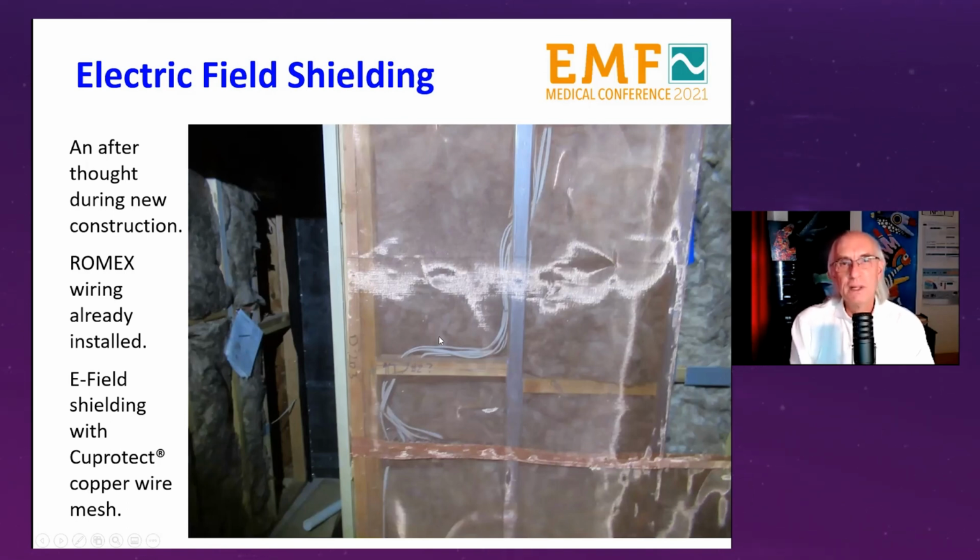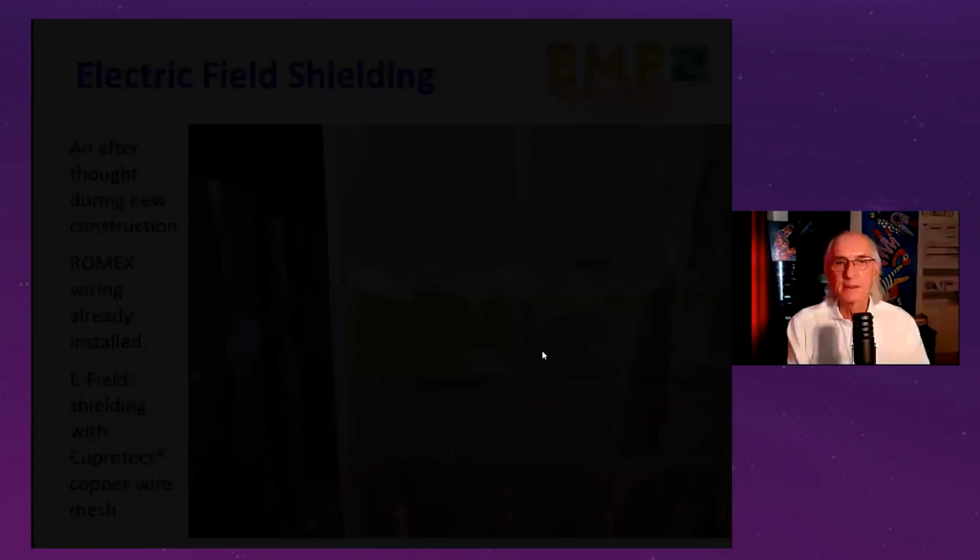Our first recommendation was to install metal-clad armored cable, which would shield it off, and they wouldn't have to do anything else. However, the cost of replacing and reinstalling all the wiring was substantial. So therefore, we chose a different scenario: we took a copper wire mesh, which is electrically conductive, and we put it up on the walls wherever we have electrical wiring.